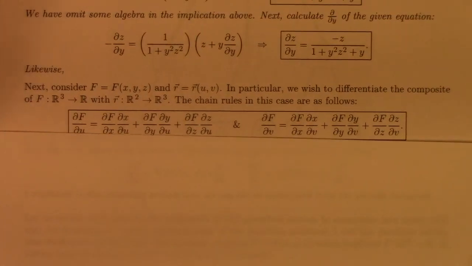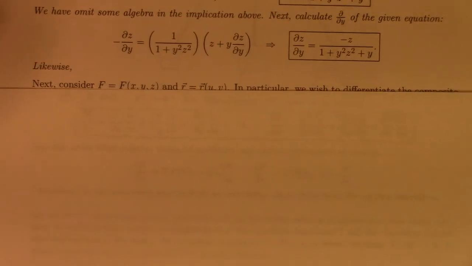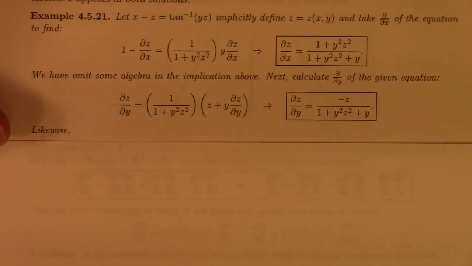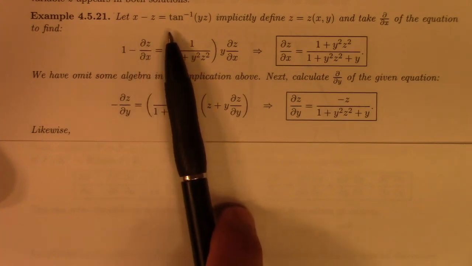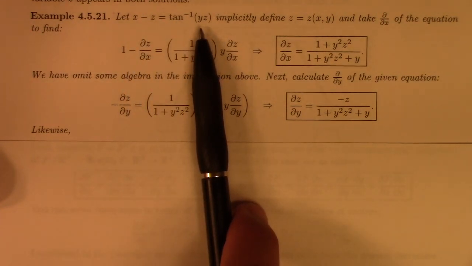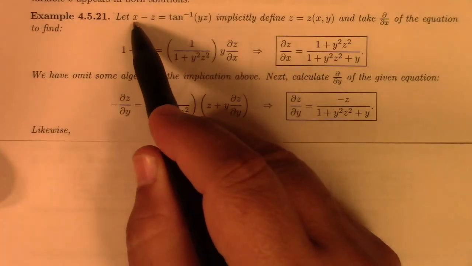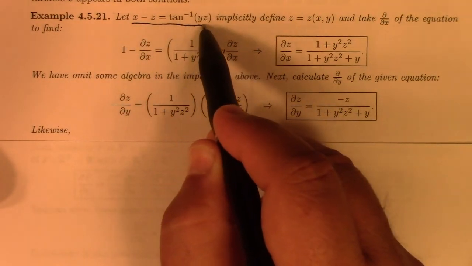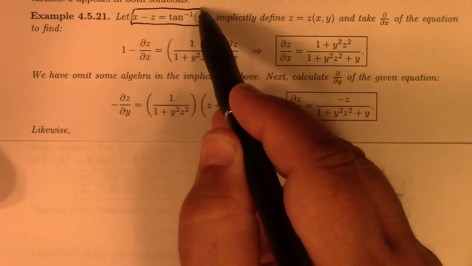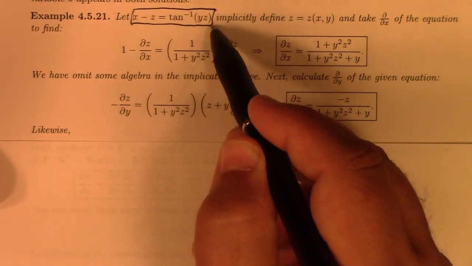Here's another example. So, let's scooch down here a bit. I don't know about you, I can't solve that for z. Can you solve this? Can you isolate z? I know I can't. I cannot solve this for z.